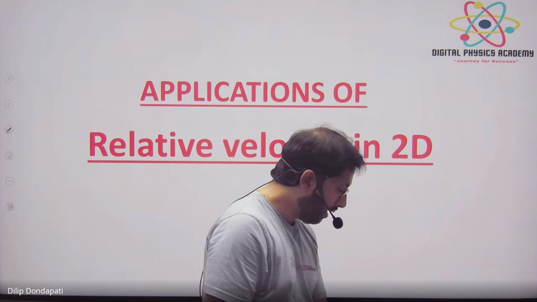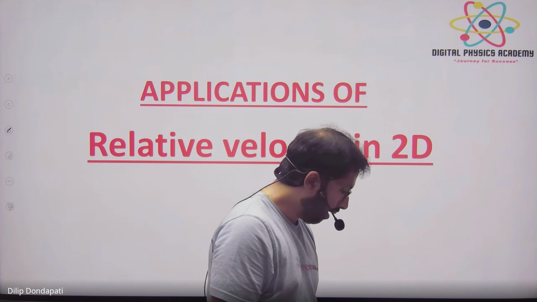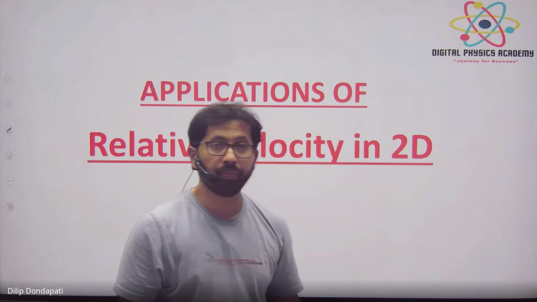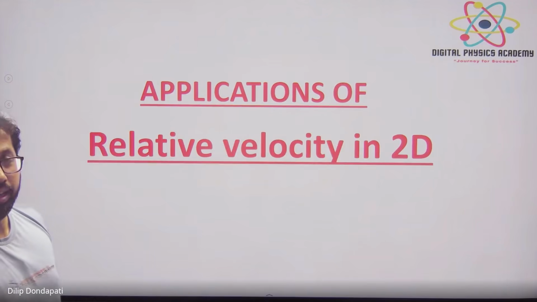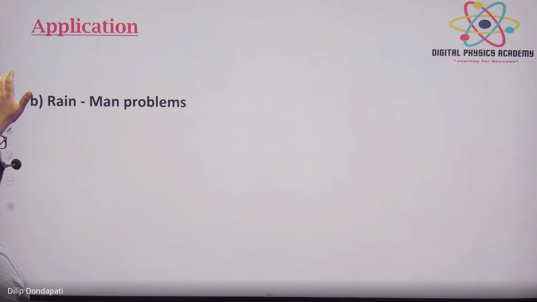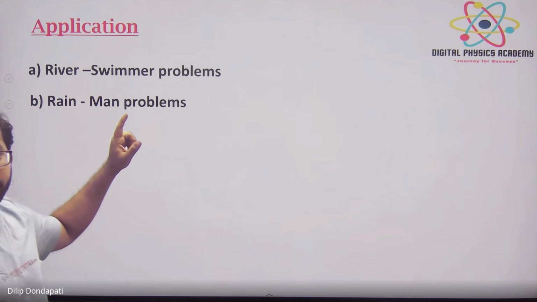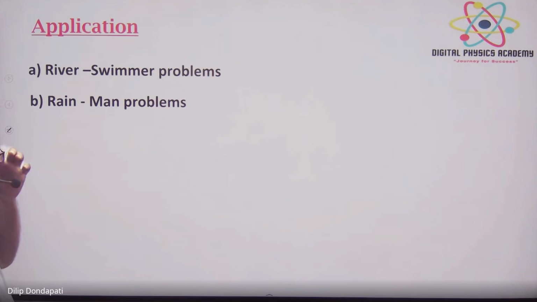You listen the name, right? What are the two applications which is very important बोल के बोला? Tell me. Sir, lift. Lift नहीं है. देखो application क्या है? One is river swimmer problem and rain man problems. Very important. लिखो. रिवर स्विमर प्रॉब्लम्स.